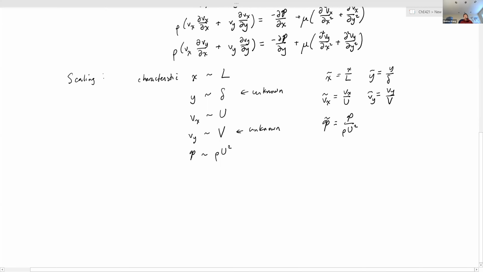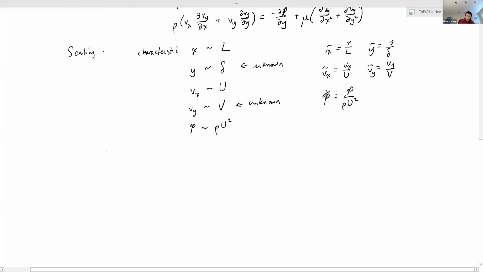And so then we can, as we've done in other scaling problems, basically stick this into our Navier-Stokes equations and then figure out whether some terms are more or less important than others, right? So first, let's look at the continuity equation.